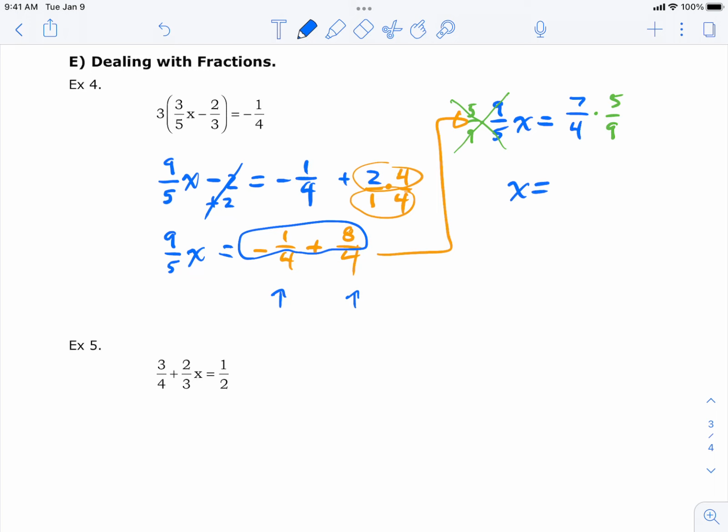It's an x. And then over here, well, I can't cancel 7 into 9. I can't cancel 4 into 5. So I guess I just go straight across. 7 times 5 is a 35 on top. 4 times 9 is 36 on the bottom. The answer is 35 over 36. Cool.